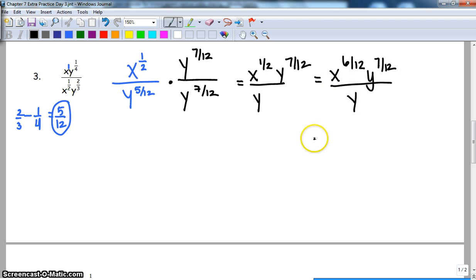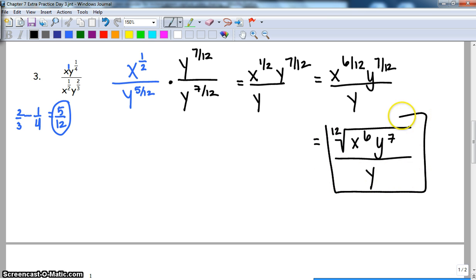And now we are able to put both of these under a 12th root, all over y. There's no radical in the denominator, so you are done. Now, if you had an exponent in here larger than 12, then you would need to divide your exponent by your index and bring a variable out and leave your remainder inside. Okay.